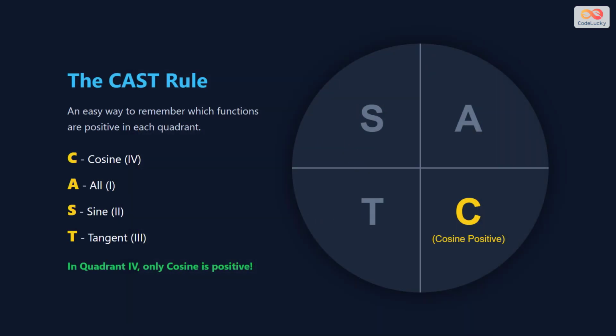An easy way to remember these signs is the CAST rule. Starting from the fourth quadrant and moving counterclockwise, it spells CAST. The C stands for cosine, telling us that in Quadrant 4, only cosine is positive. The other primary functions are negative.